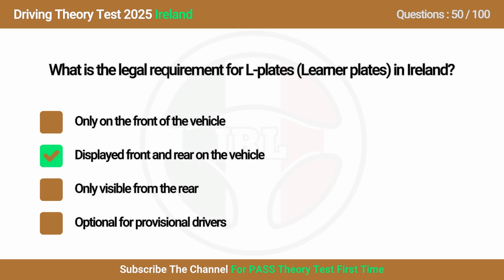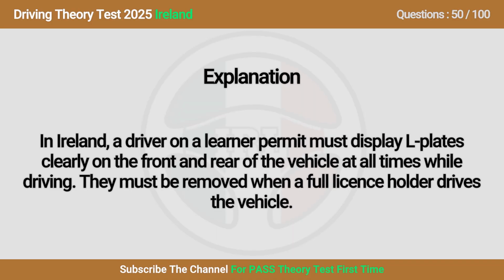Answer is B. Displayed front and rear on the vehicle. In Ireland, a driver on a learner permit must display learner plates clearly on the front and rear of the vehicle at all times while driving. They must be removed when a full license holder drives the vehicle.